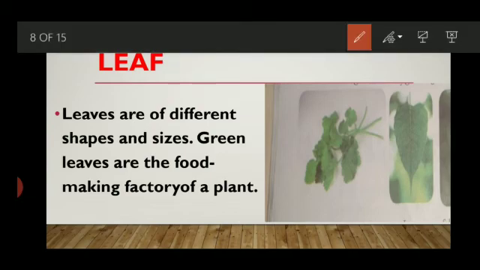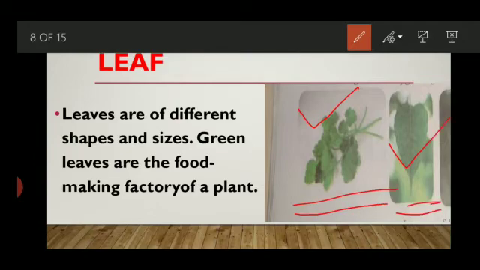You can see this is a leaf, that is a coriander leaf, and this is another leaf also. You can see both leaves are in different shapes and sizes. Their color is different, their shape is also different. You can see the leaves cannot be the same for all plants. Leaves can be different for other plants.